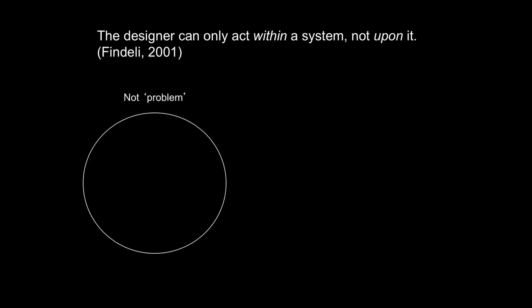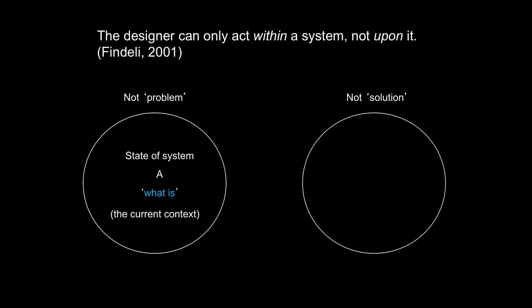So the designer needs to know what's going on in the current state of the system in order to bring about change. This is why contextual inquiry is so important. Okay, so let's map this. Instead of starting with a design problem, we start with a problem context, the state of the system at A. Instead of a design solution, we have the state of the system at B, the way we would like things to be, or the improved situation.